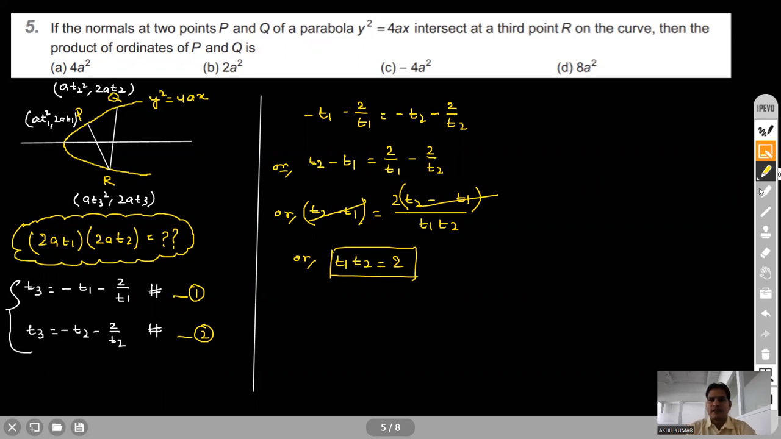Now, this is what is asked here. So if you see, this product is nothing but, let me name this product as A. So our A is nothing but 4a square into t1 t2. Put the value of t1 t2 here. So it will be 2 into 4a square, that will be nothing but 8a square. So this is our product.